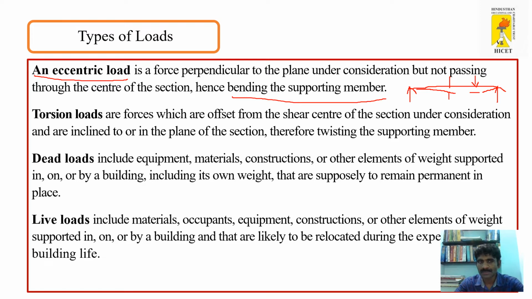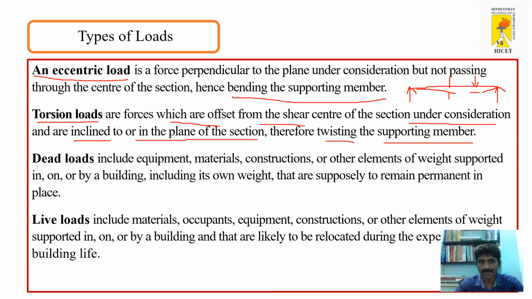So this is a kind of load which actually should be considered while designing a structure. So the next load is torsion loads. These are the loads which are offset from the shear center of the section under consideration and are inclined to or in the plane of the section. As a result, the supporting member twists. So the twisting occurs due to this load.